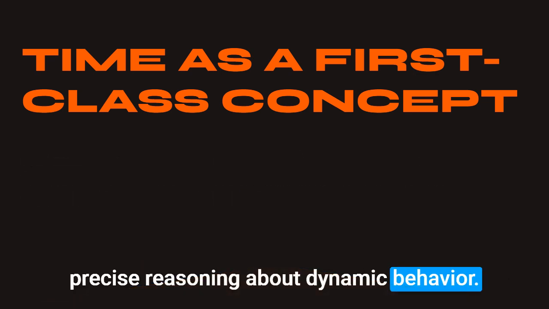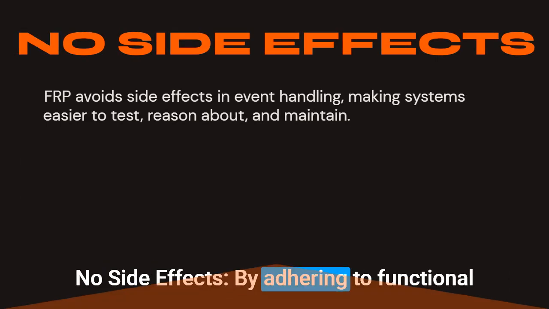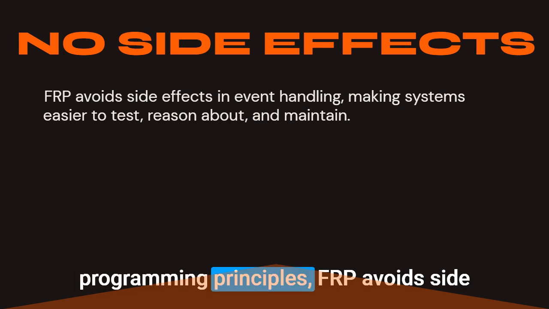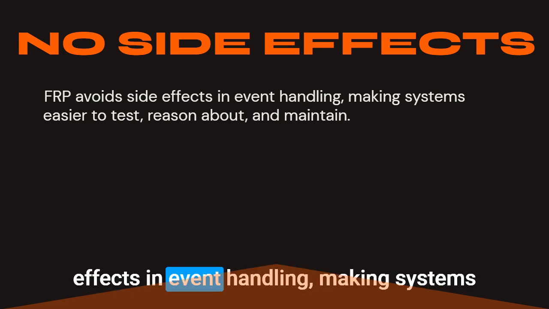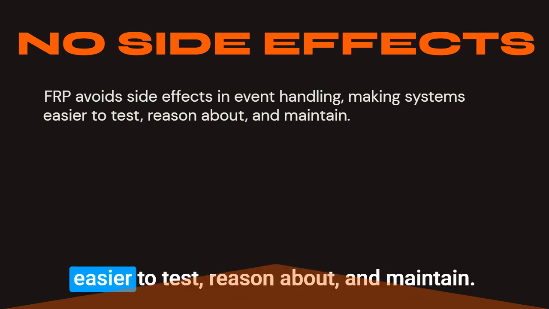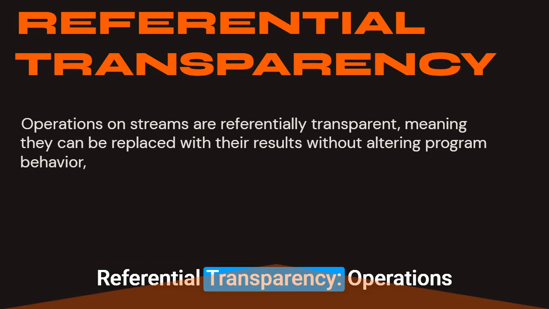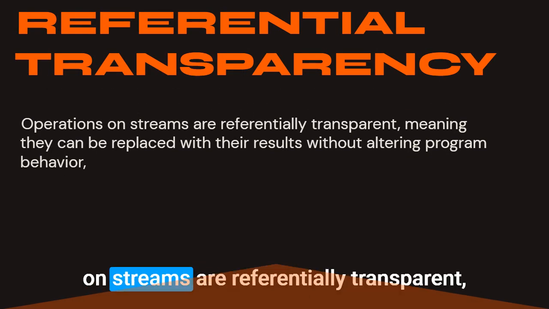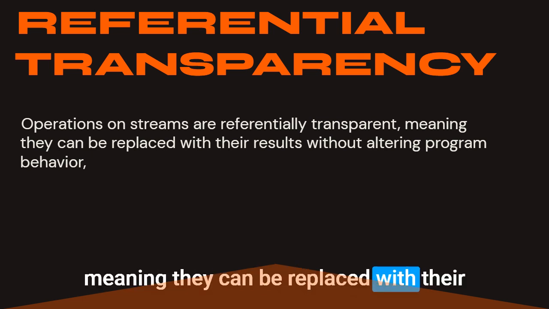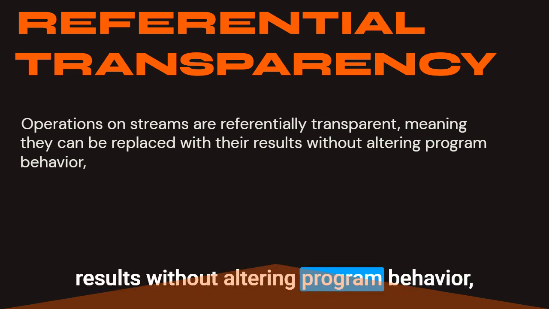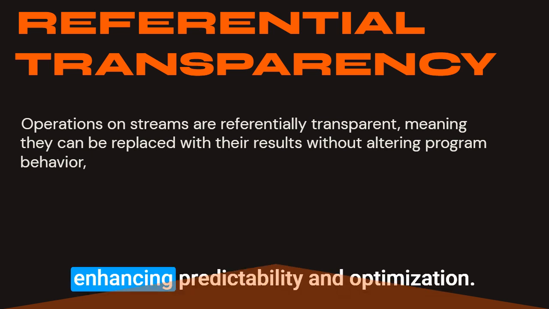No side effects. By adhering to functional programming principles, FRP avoids side effects in event handling, making systems easier to test, reason about, and maintain. Referential transparency. Operations on streams are referentially transparent, meaning they can be replaced with their results without altering program behavior, enhancing predictability and optimization.